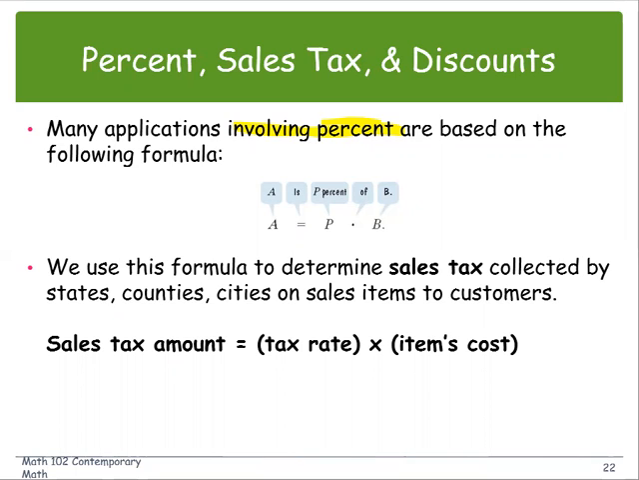Percent, sales tax and discounts. Many applications involving percent are based on the following formula. A equals P times B. A and B are quantities. P represents the percent.